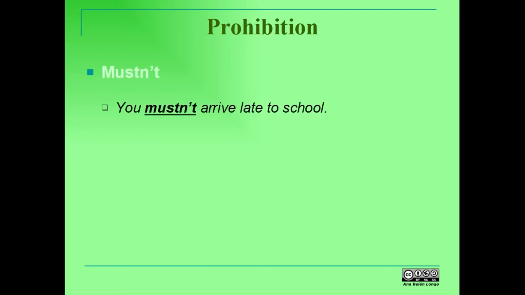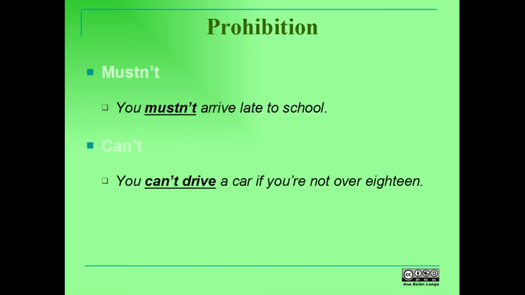If something is forbidden, the most common alternative is mustn't. You mustn't arrive late to school. That is, it is not possible to arrive late because the rules don't allow it. If you arrive late, you will be punished. Can't may also be used if we're talking about general rules, not setting our own authority. You can't drive a car if you're not over 18. That is, the law says you can't do it, not me. While in the first example, it may be the teacher talking to a student.